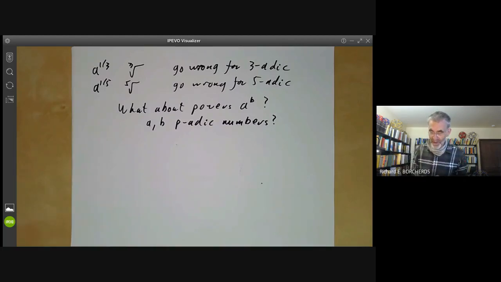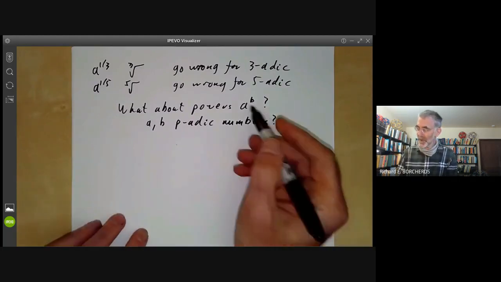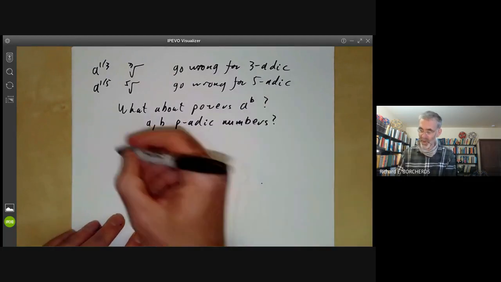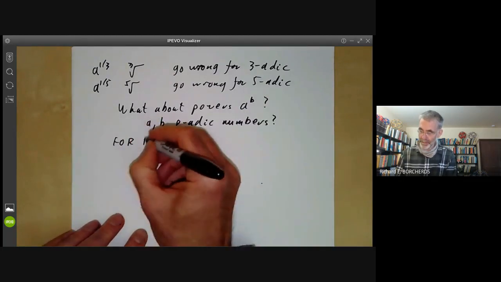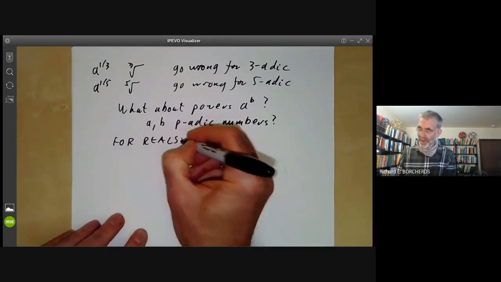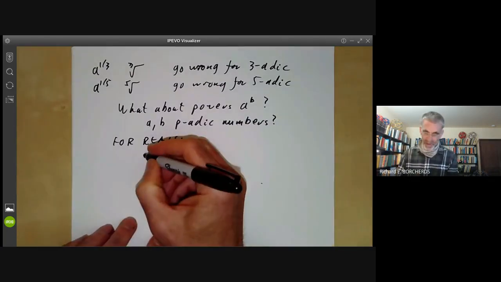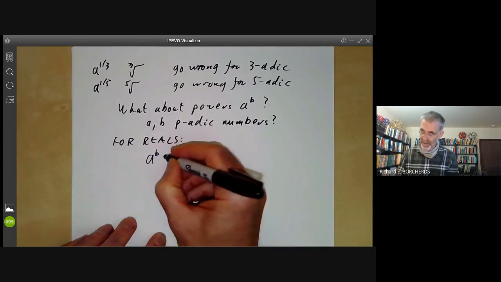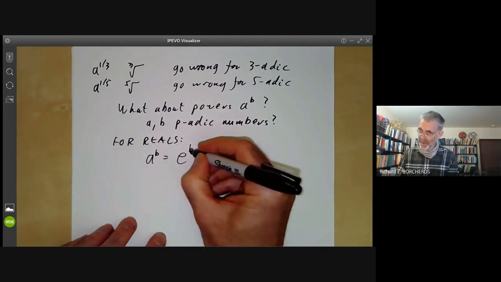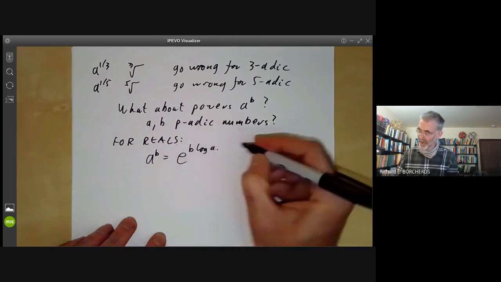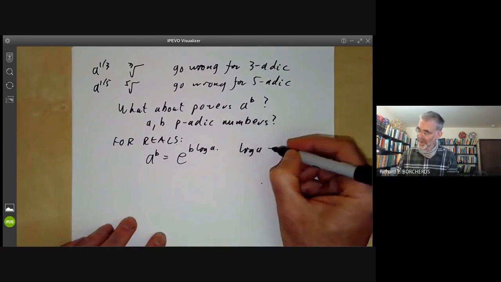I'm going to do a way that uses some p-adic analysis as an excuse to show you what p-adic analysis is. So first of all, how can we define a to the b for the reals? Well, again, there are several ways of defining it for the reals, but one way is to define a to the b equals e to the b times log of a. Here I'm using log of a to be the natural log.